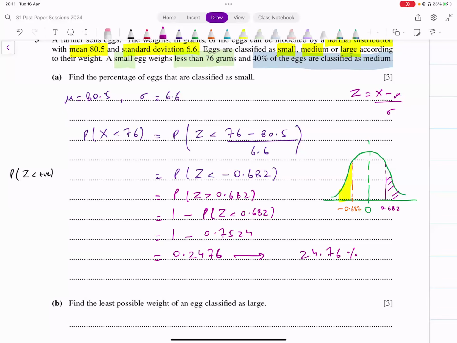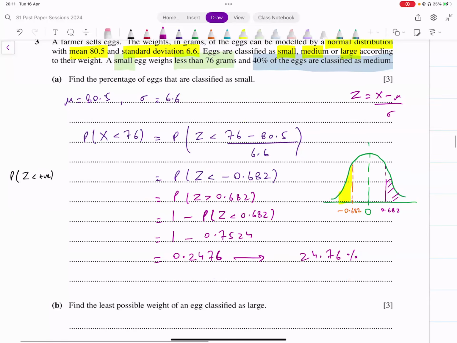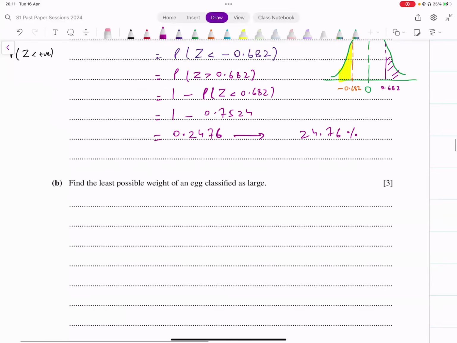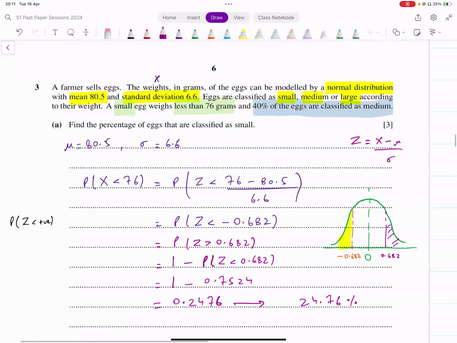24.76%. Right? That's the percentage that we were looking for. Okay. All right. Now it says find the least possible weight of an egg classified as large. Okay. Now, how do we think about this?